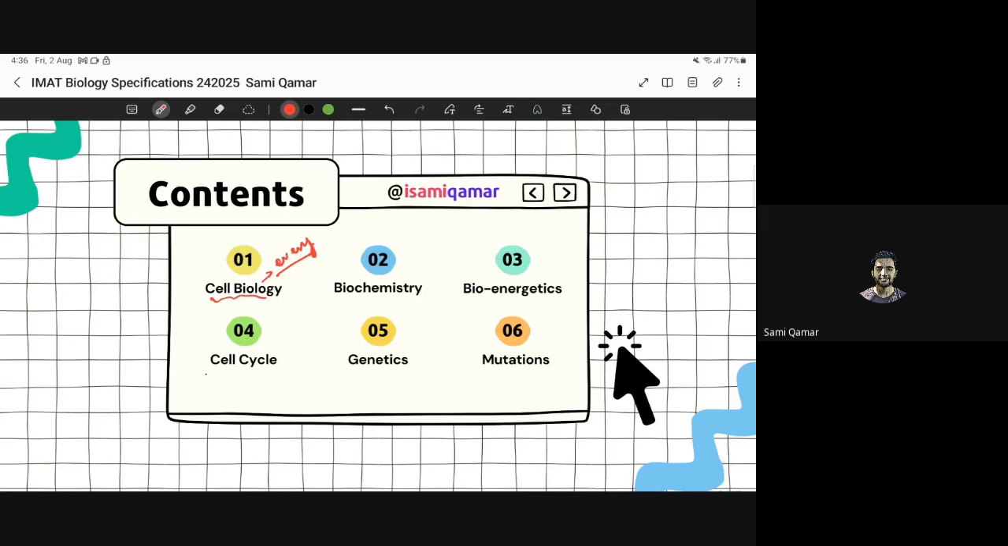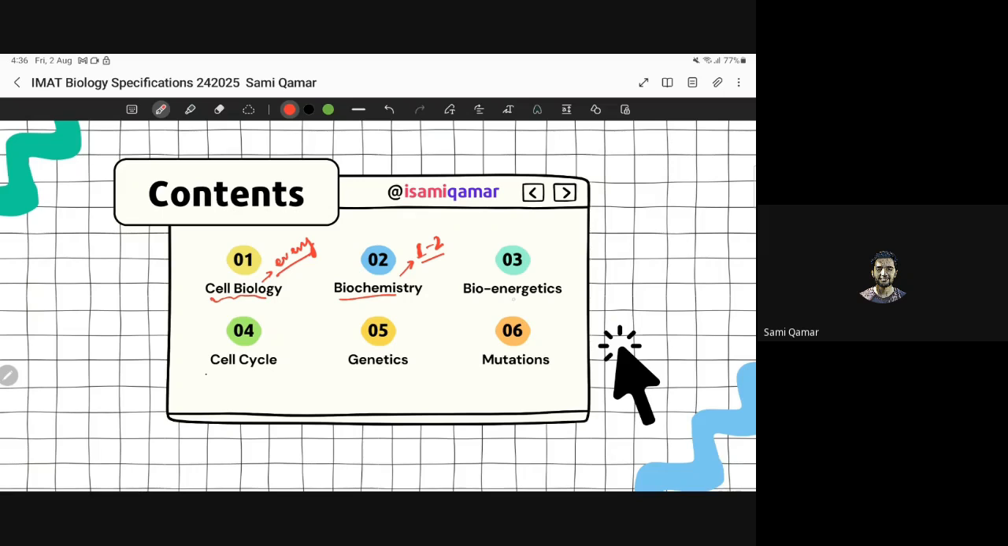The second one is going to be biochemistry, and biochemistry is very important. Every year there are two to three questions. So I think that makes sense. Not two, but at least one, two. Maybe write it as one, two, then it will be more clear: one to two questions every year.